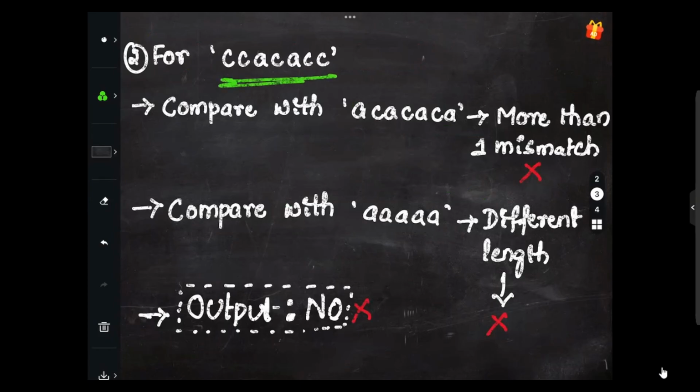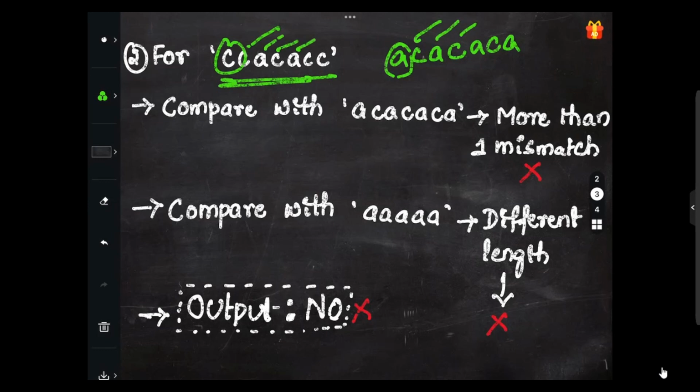So we have the query string, the second one, double C, A, C, A, double C, right? So we have to compare this one with this one. What do we call? AC, AC, AC, A, right? So here C and A mismatch, right? Again, this is fine. A is fine, A is fine. C is fine, C is fine. A is fine here. Again, A is fine. C is also fine, C is also fine.